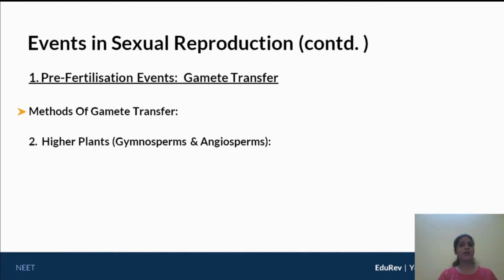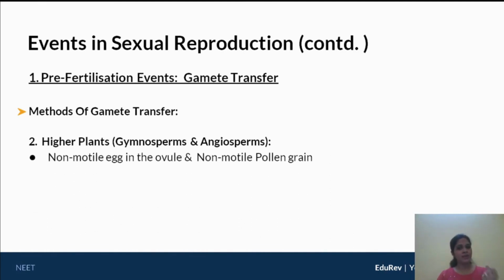Now both these 2 plants have the presence of non-motile pollen in a way. Okay, so you have non-motile egg cells present in the ovule and you have non-motile pollen. So what must happen here? This pollen must be transferred with the help of pollinating agents.